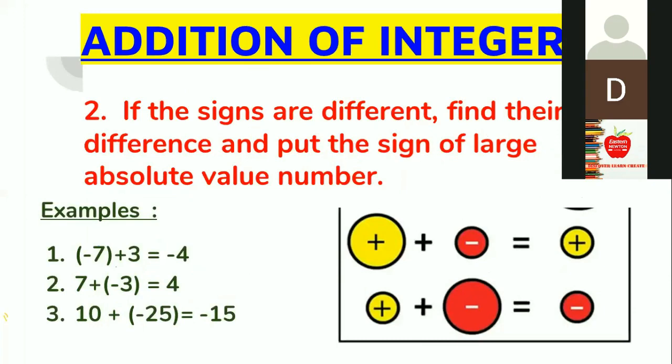That's the first rule. What was the first rule? Let's revise the first rule before we go to the second rule. The first rule is, if the signs are the same, what to do? We simply add the numbers and put the same sign. If both numbers are positive, the answer is also positive. If both numbers are negative, the answer is also negative.